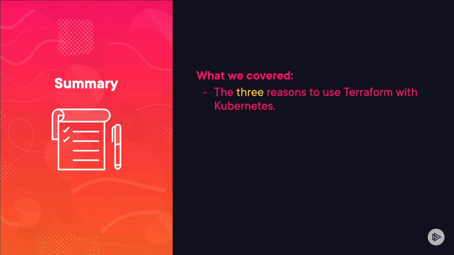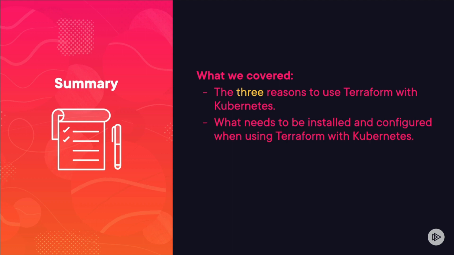So to sum up the lesson, we went over the 3 reasons to use Terraform with Kubernetes. It gives you a unified workflow, as well as full lifecycle management and a graph of relationships. We went over what needs to be installed and configured when using Terraform with Kubernetes. So we know we need an account with our cloud provider. We need to install the CLI associated with our cloud provider. We need to have kubectl installed, as well as configured to use our cluster. And we'll need Terraform installed.